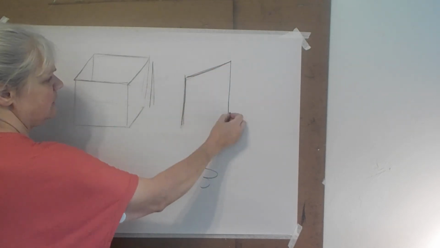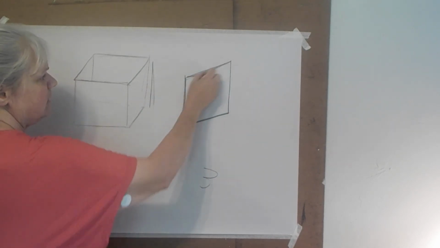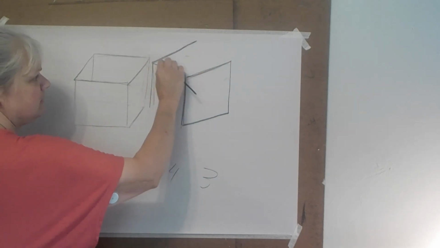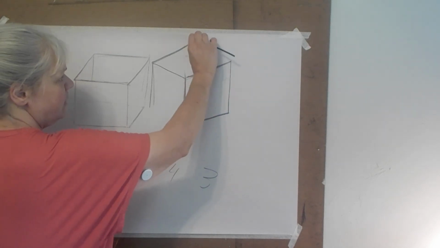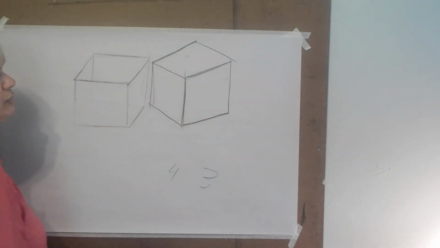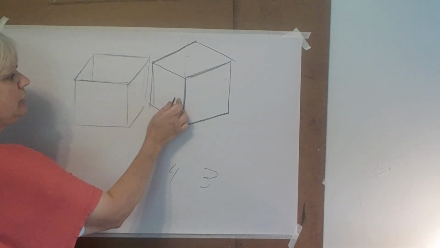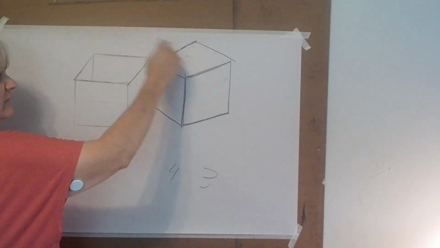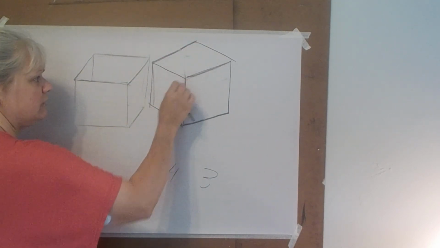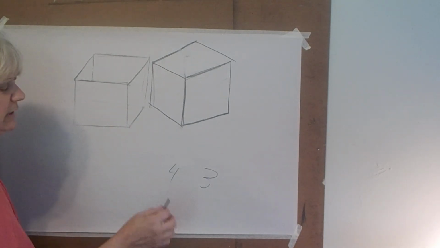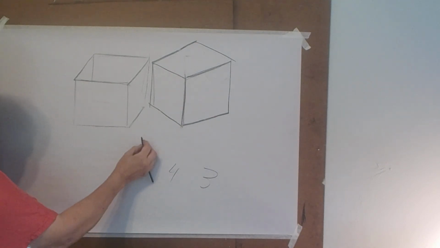So this line is always the same as this line. This line up here has to be the same angle as this line, the same as this one, and this one. So always the rule of threes in a cube. 1, 2, 3, 1, 2, 3, 1, 2, 3. If those are always at the same angle and come together in a nice point, you usually get a pretty good cube.